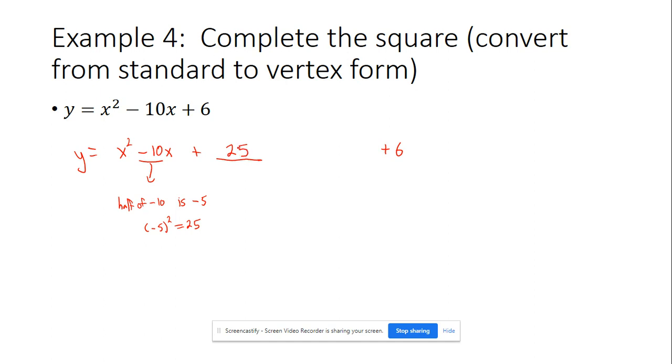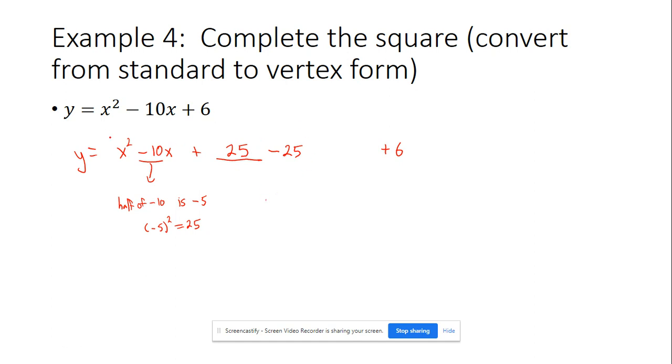I can't just add a 25 whenever I want. That means I need to subtract a 25 here as well. 25 minus 25 is 0, so that's why this equation is equivalent to this equation over here. It's like I've added 0, which is the same thing as not adding anything.